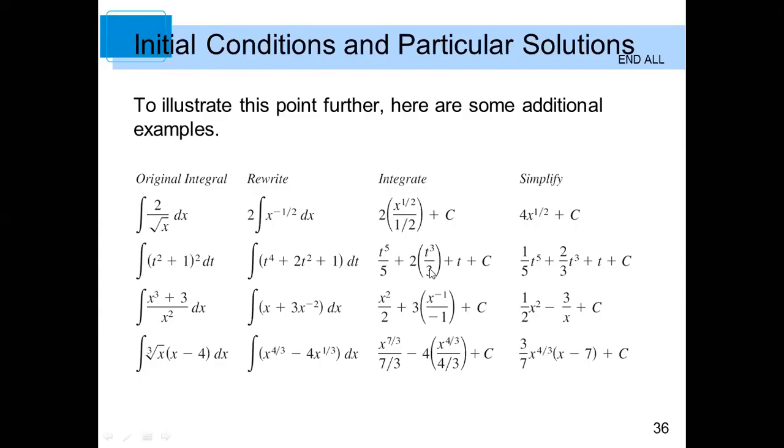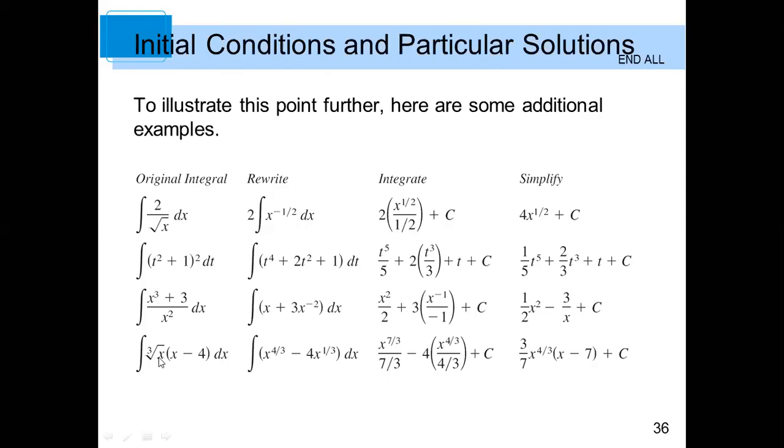Now we take the antiderivative by adding 1 to the exponent, dividing by the new exponent, and the antiderivative of 1 is t. Simplify it, slap on your c. This one, you have a quotient, and you can't anti-differentiate a quotient, so you divide each term by x squared, and you get x plus 3x to the negative 2. Again, only algebra, no calculus so far. Use the basic anti-differentiation rules. Simplify. Don't forget your plus c.